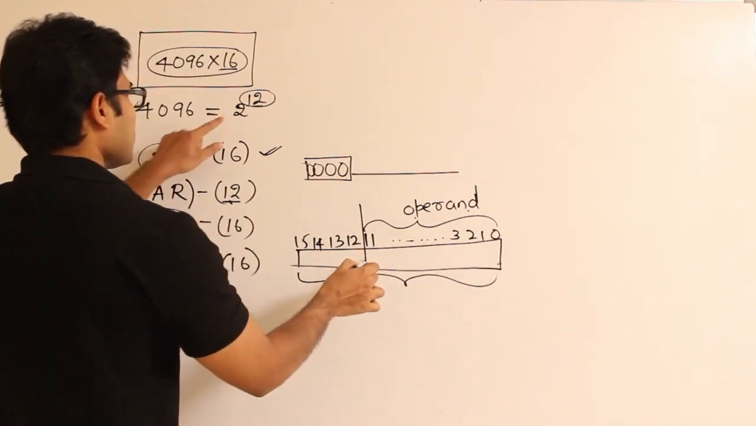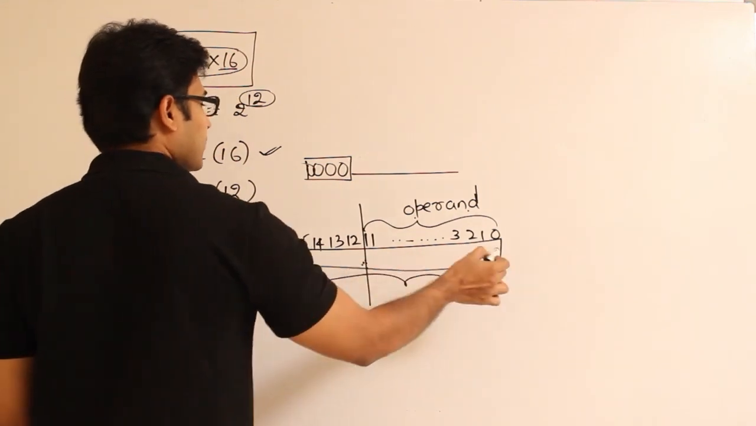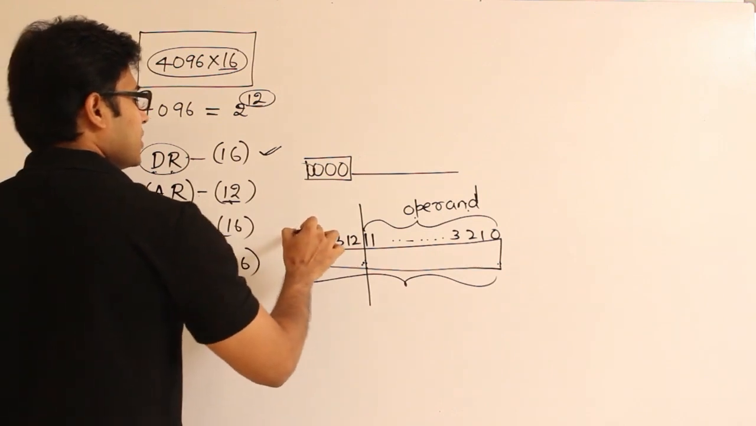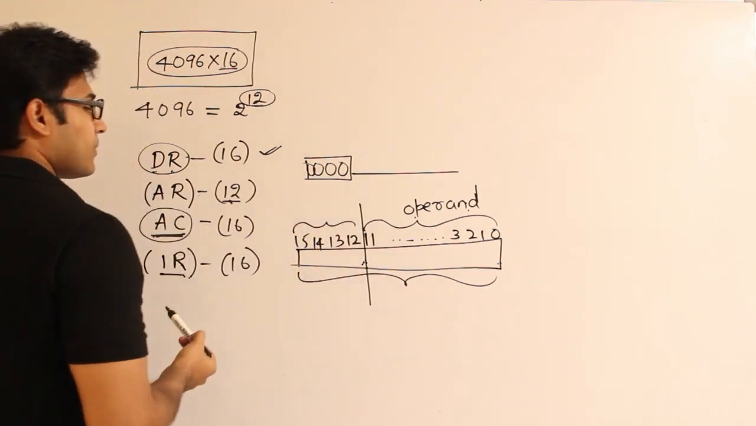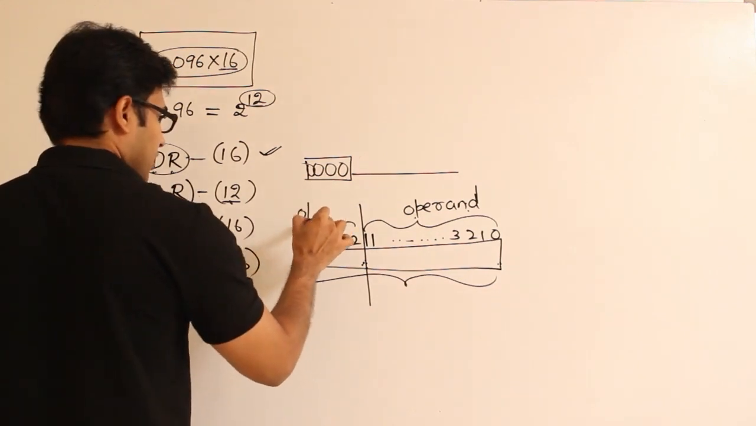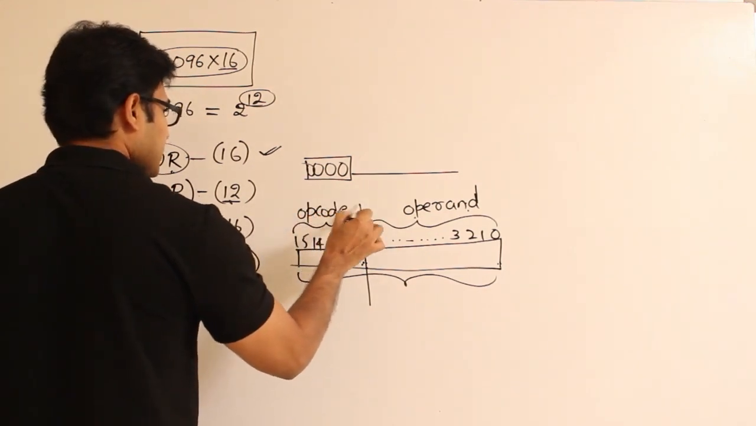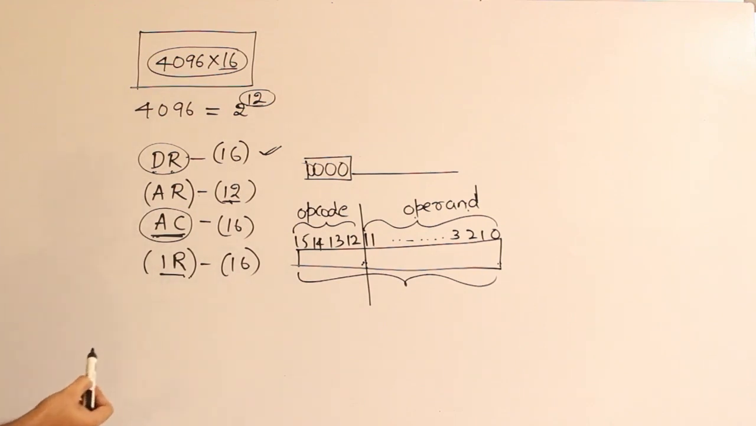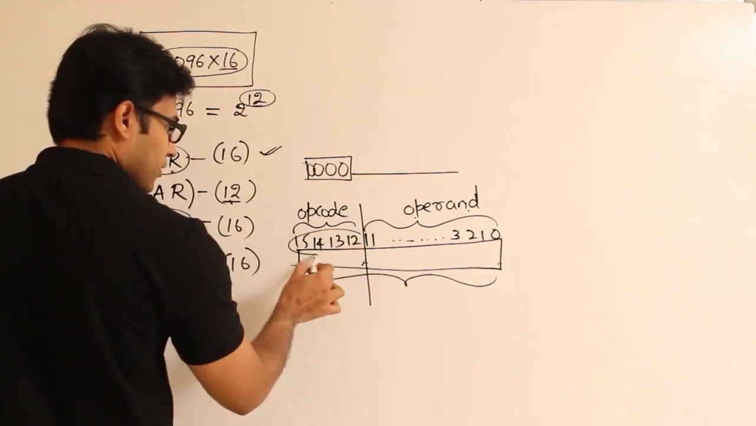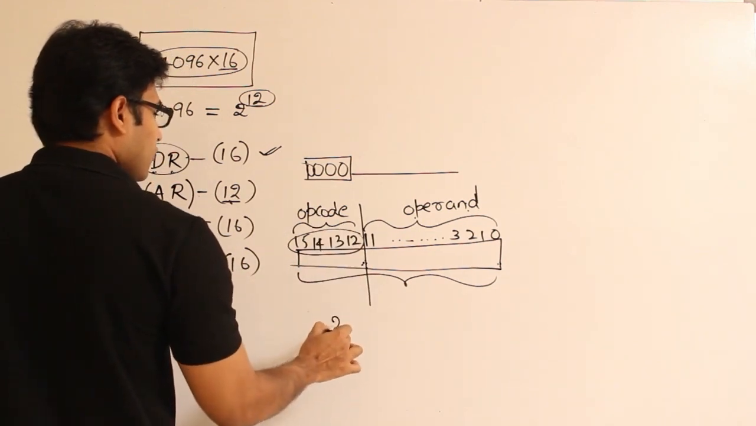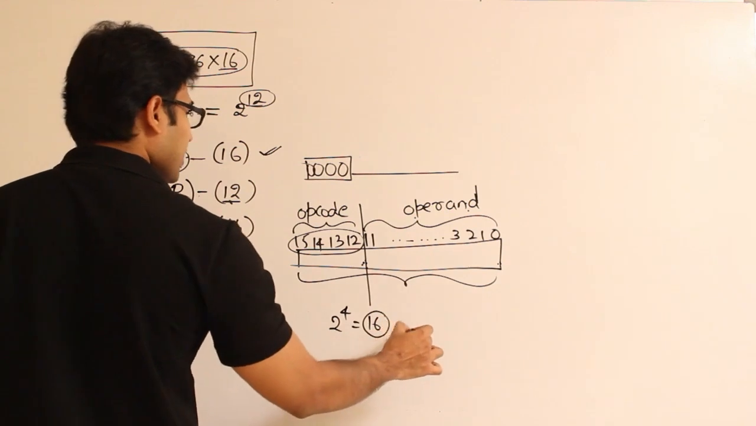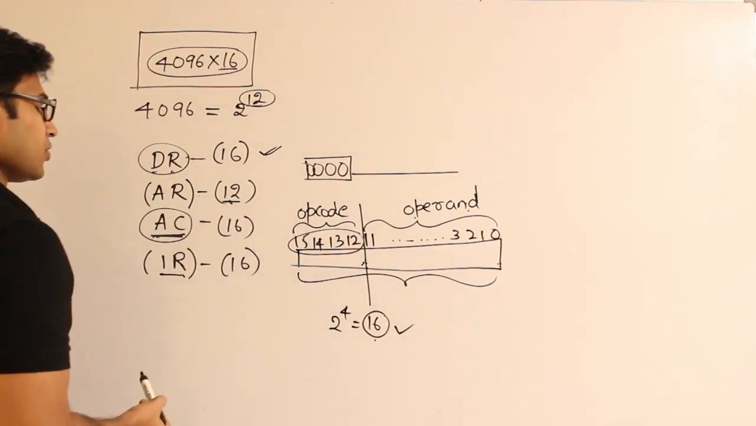Since the address is 12 bits, that is why I'm giving 12-bit space to hold the address of the operand, and the remaining 4 bits are going to be useful to specify what type of operation it is. That part is called the opcode. Got it? And since we have 4 bits for the opcode, you might think that 2 power 4, which means 16 different operations, are possible. Yes, you are right, 16 different operations are possible.